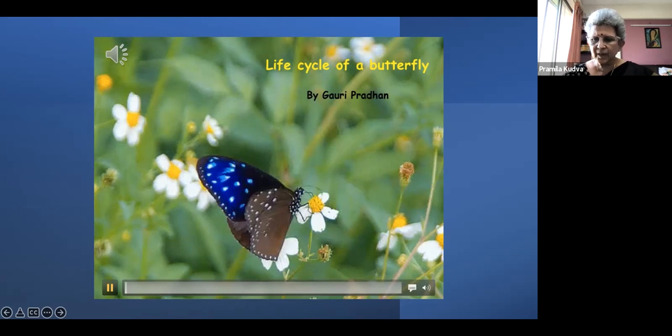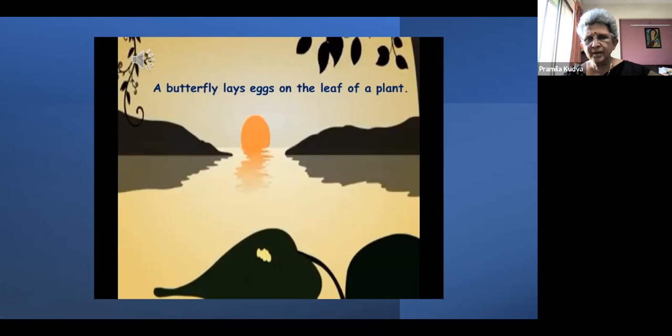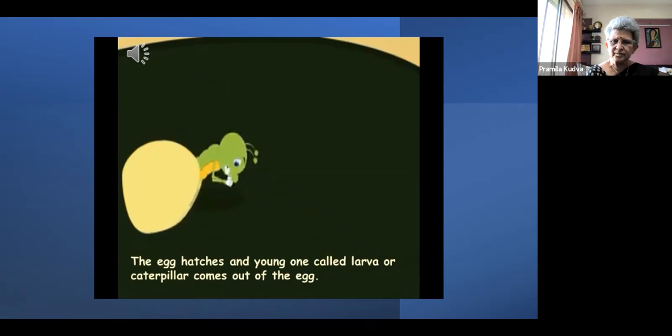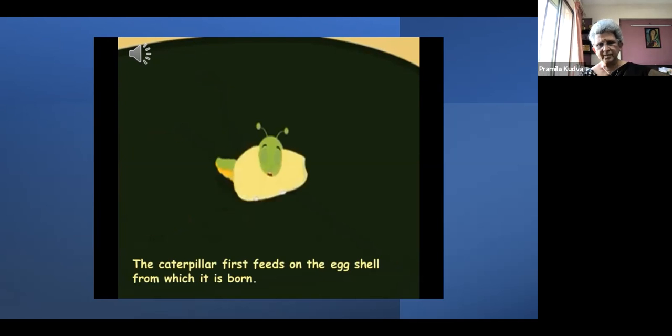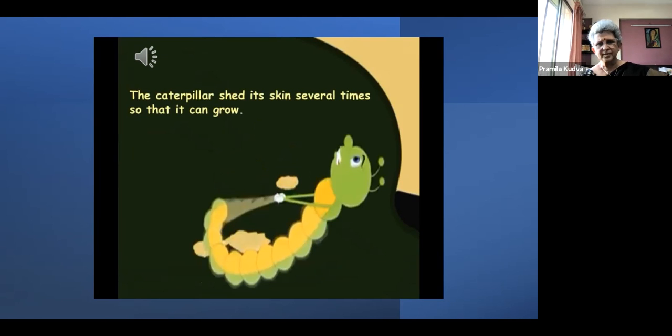made by the teacher. Hi, I am a butterfly and here is a story about my life cycle. A butterfly lays egg on the leaf of a plant. One of the eggs rolls and falls on another leaf. The egg hatches and young one called larva or caterpillar comes out of the egg. The caterpillar first feeds on the eggshell from which it is born. It then starts feeding on the leaves and starts to grow. The caterpillar sheds its skin several times so that it can grow.